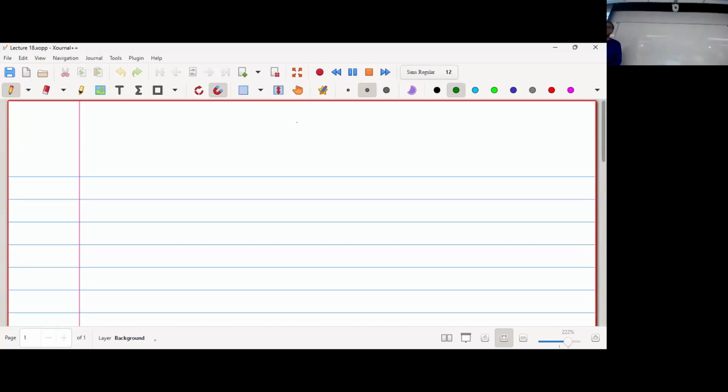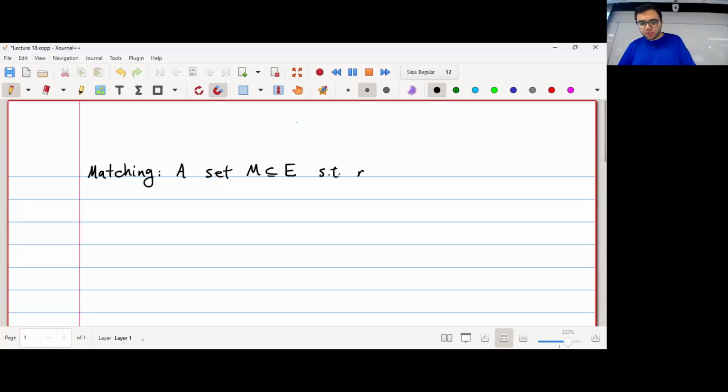Today we're going to continue talking about matchings, and we're going to talk about some other related parameters as well. So let me just remind you of what we've seen so far. We had the definition of a matching, and basically a matching was a set M of edges such that no two edges in M share an endpoint.